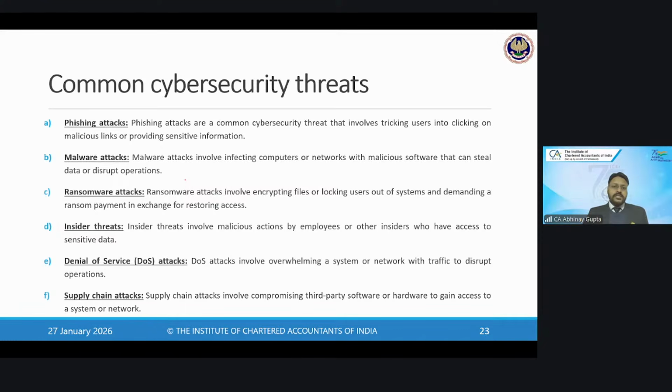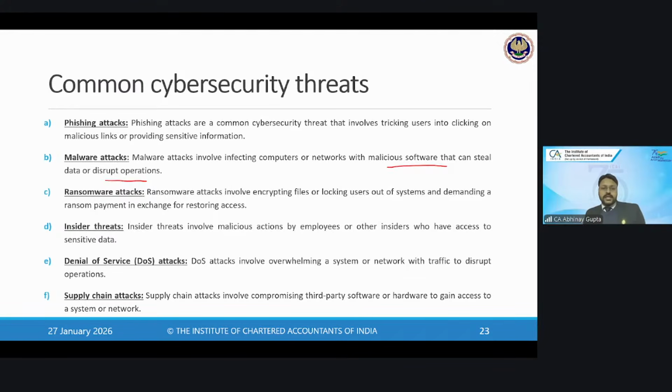What are malware attacks? They involve infecting computers or networks with malicious software that can steal the data or disrupt the operations. So they can insert malicious software onto your system, and that software will extract the data and send it to them without your knowledge.